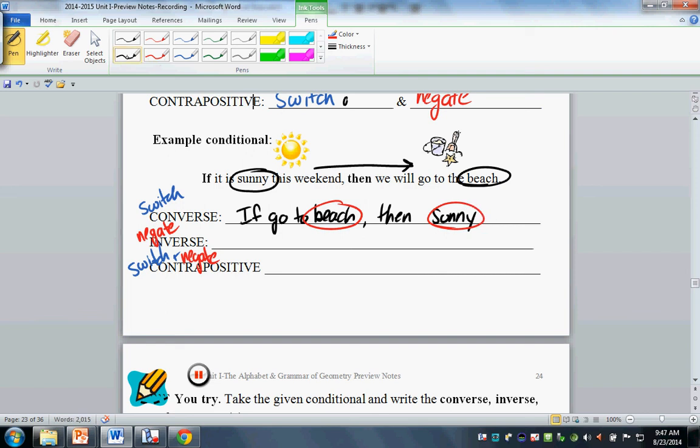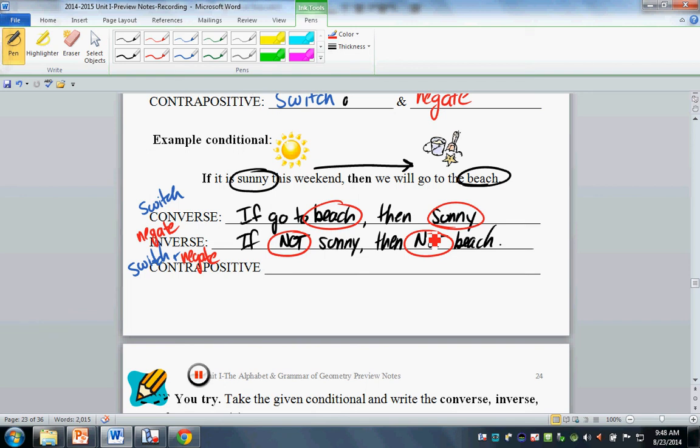Inverse means to keep the order but negate them. So the original is if sunny, then beach. Now I write if not sunny, then not beach. So original, sunny, then beach. Inverse, if not sunny, then not beach. You just negate it. You say the opposite of the original.